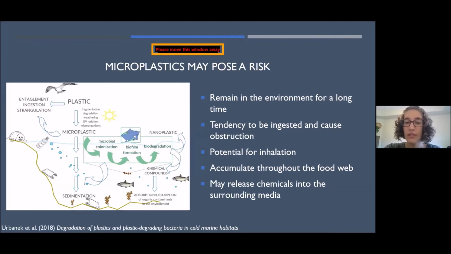There is also concern for potential exposure to microplastics or microfibers via inhalation. There are a number of different studies which have shown that microplastics have an impact on organisms, but there are also a number of studies which show that microplastics do not affect organisms, so more research is still needed in order to determine the full impact of microplastics.